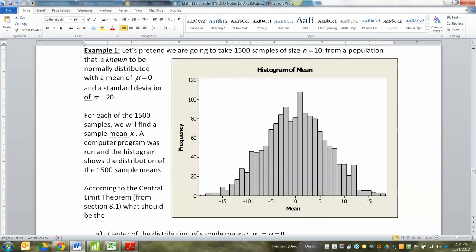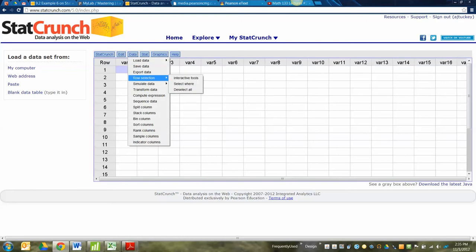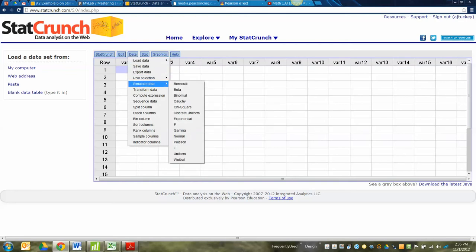We are going to pretend that we are going to take 1,500 samples of size n equals 10 from a population that is known to be normally distributed with a mean of mu equals 0 and a standard deviation of sigma equals 10. Now, I did this. You could do it easily in StatCrunch, by the way. And no, you do not have to do this for your technology assignment, at least not yet.